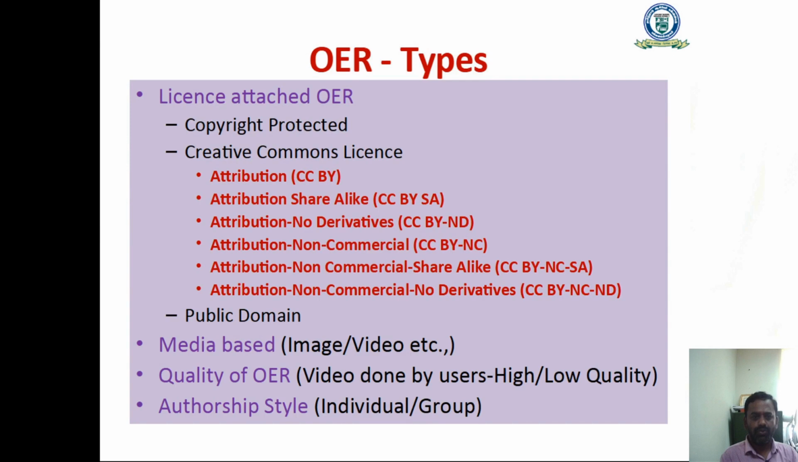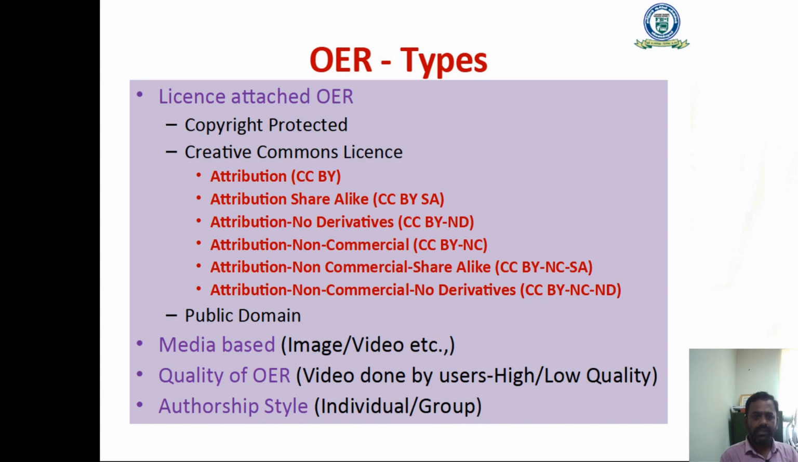What are the types of OER? There are 4 types of OERs. The first one is license attached OER. The next one is media based OER, in which image and video will be available. The next one is the quality of OER: the video which is to be done by the users should be high or low quality. The last one is the authorship style, that is individual OER or a group of OERs.